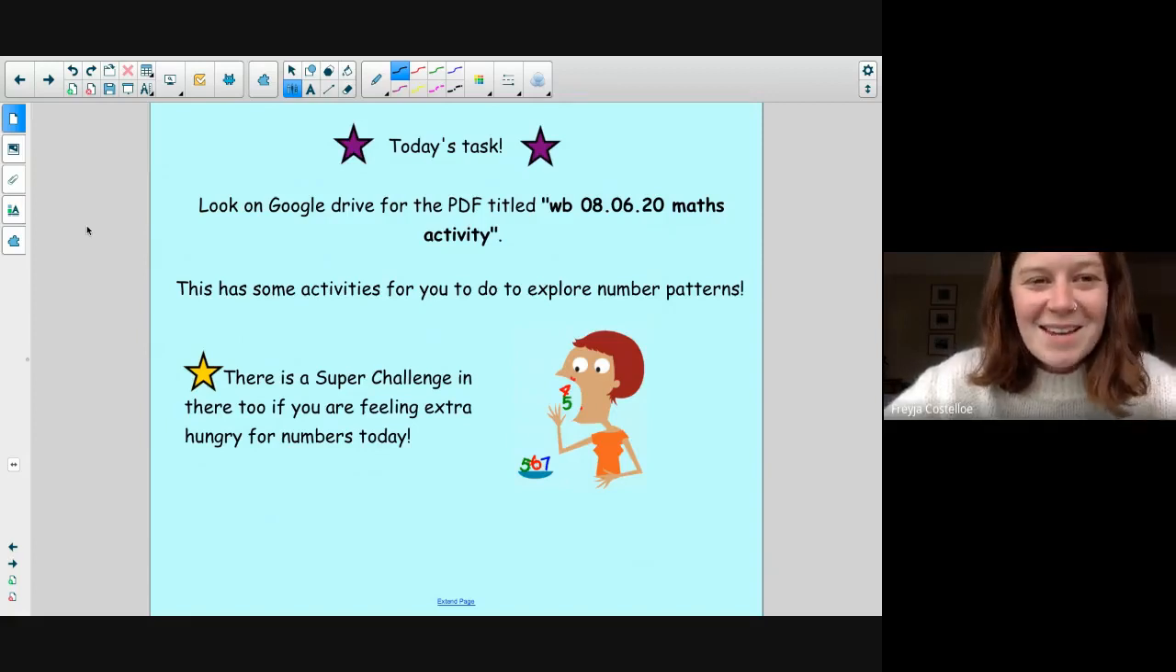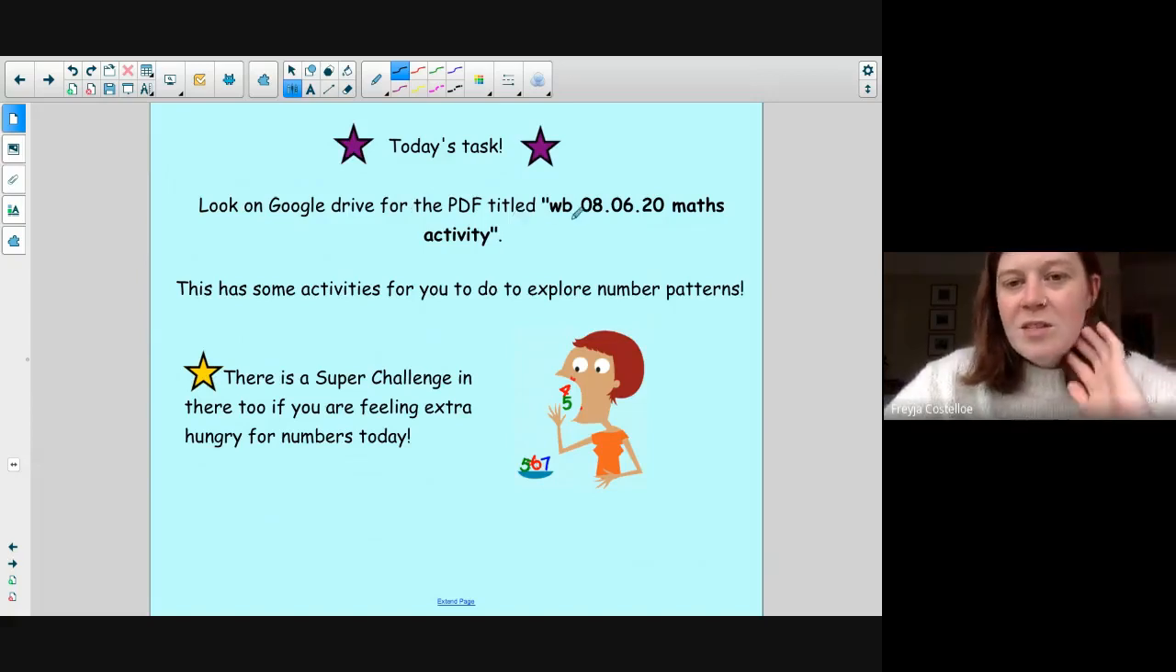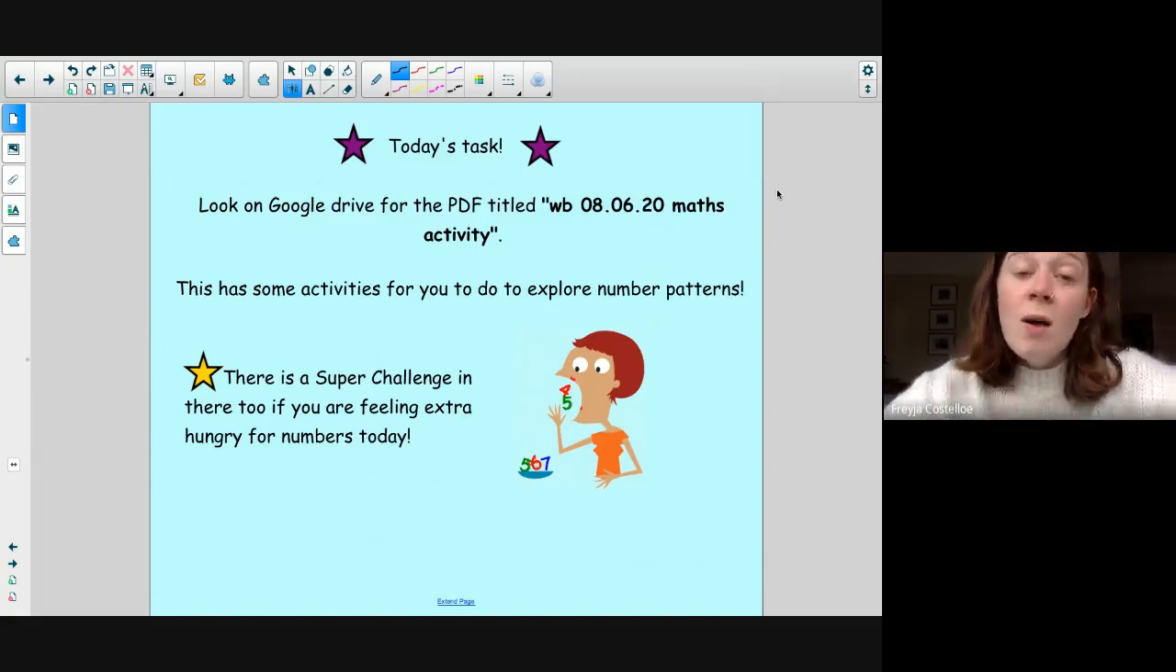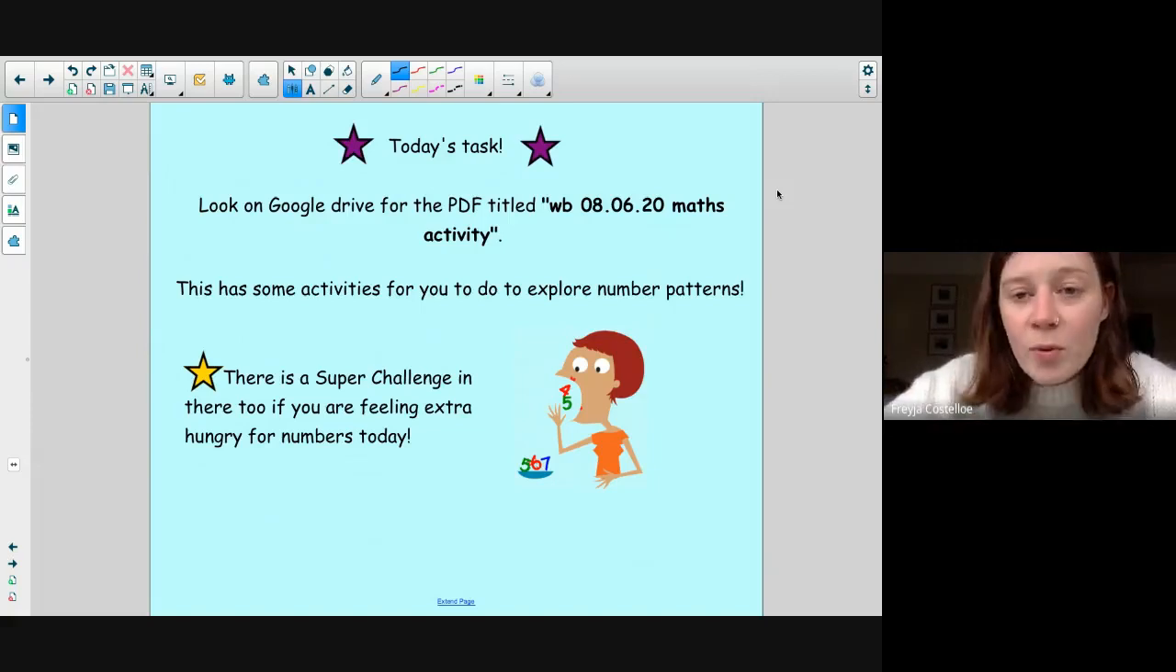So here is today's task. Look on Google Drive for a PDF with the title Week Beginning 8th of the 6th 20 Maths Activity. And there are maths activities on there. If you can't print out the sheet, don't worry. You can just talk through them with somebody, or you can write them out into your book or onto a piece of paper, or have somebody help you write them out. So if you can't print it, don't worry, that is not necessary.